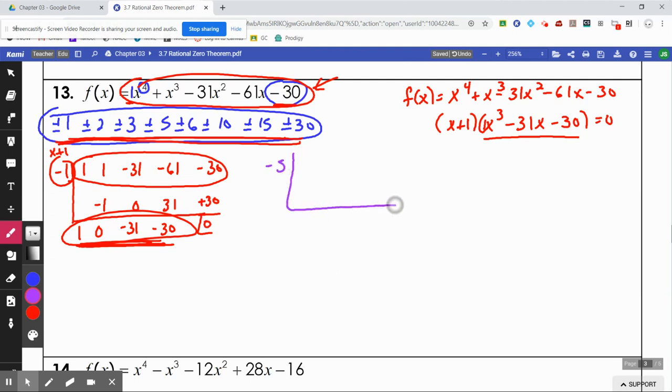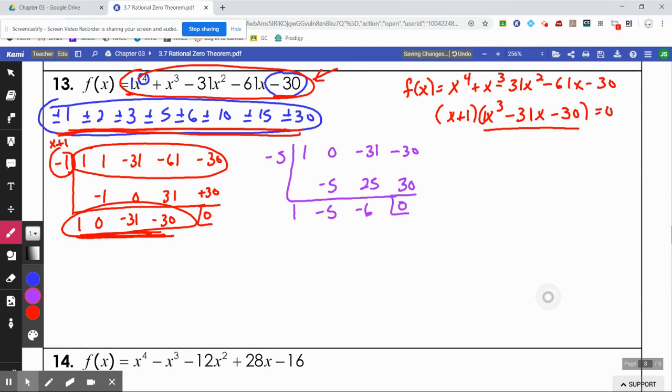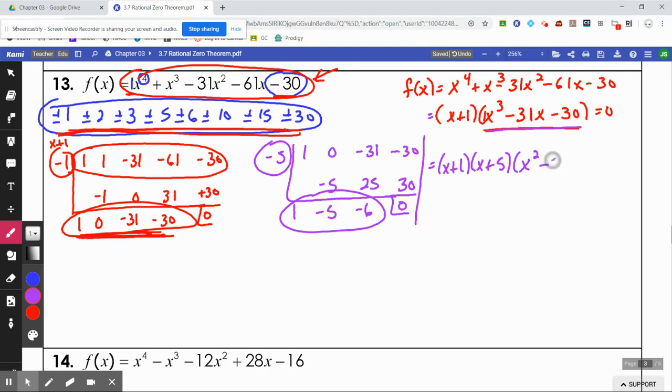Let's see if negative 5 is a factor of, or excuse me, is a root of 1, 0, negative 31, negative 30. Bring down the 1, negative 5. Add those together, gives you 25. That's a negative 6, which gives you a positive 30, remainder of 0. So it does work. Let's rewrite the function. Bring down x plus 1. This stuff you now divided by x plus 5, and you got x squared minus 5x minus 6.